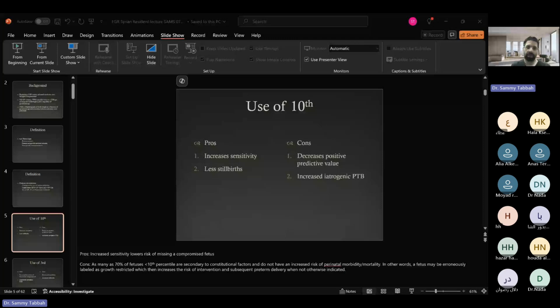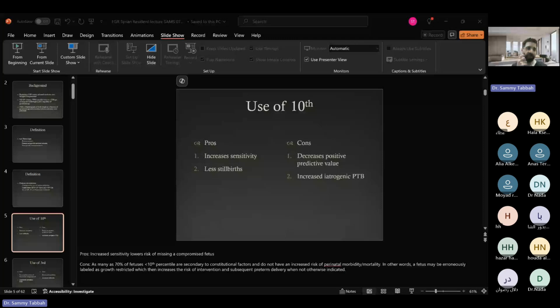So how common is fetal growth restriction? It depends on the population that you're taking care of and where in the world you're practicing. And it also depends on the standard growth chart that you're using and the cutoff used for diagnosis. So in the developed world, the incidence of growth restriction is up to 10%. In the developing world, it's up to 30%.